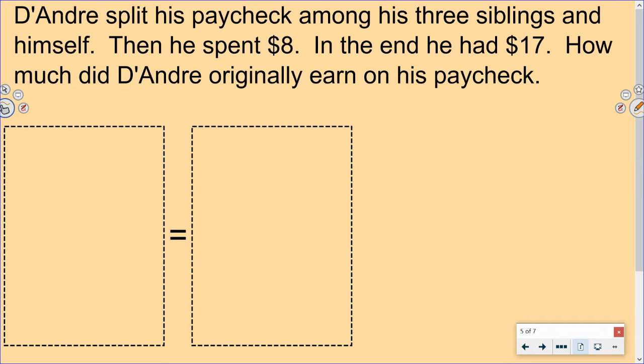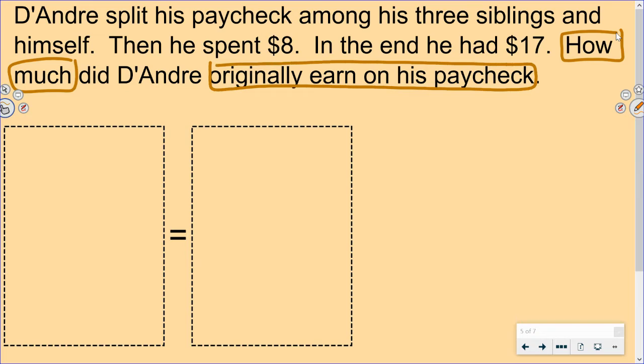Now I'm going to go back and I'm going to mark it up. First thing I do is box in the question. How much originally on his paycheck? Now, when I go back, you bet that I'm not just going to circle numbers, but I'm going to circle what they mean. For instance, $8, and then I underline the key math term. He spent $8. In the end, $17. 3 siblings, oh, wait a second, and himself, and split being the key word.